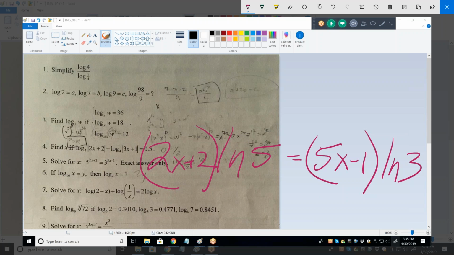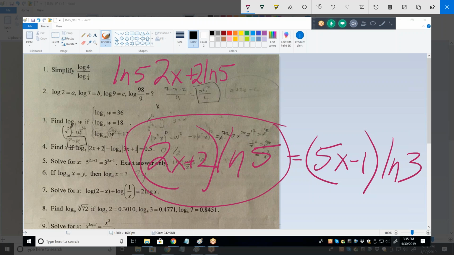What do I get when I distribute that? You get 2x natural log of 5 plus, this time I'm going to put it in front, 2 times natural log of 5. I'm going to put the 2 in front there because now I can move it back to an exponent, and that becomes the natural log of 25. But let's not do that yet. Over here, I've got natural log of 3 times 5x minus the natural log of 3.